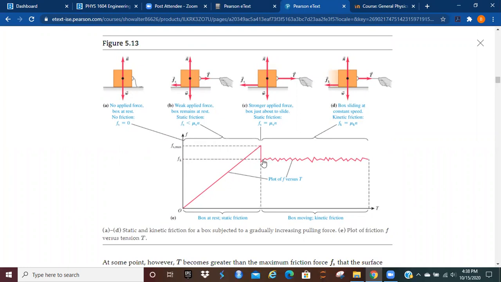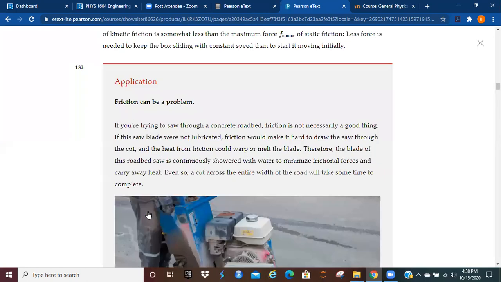Once it gets up to this particular point, you're going to see that the coefficient of kinetic friction is going to drop. And it looks even a little bit jagged as the tension force increases. However, it does remain fairly close to a constant level.